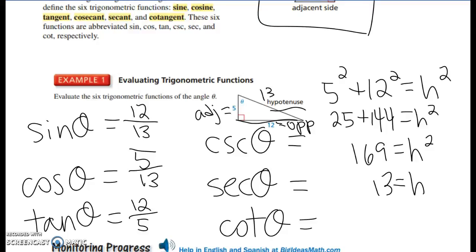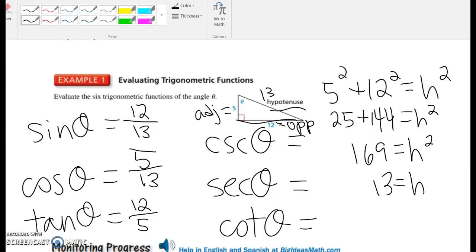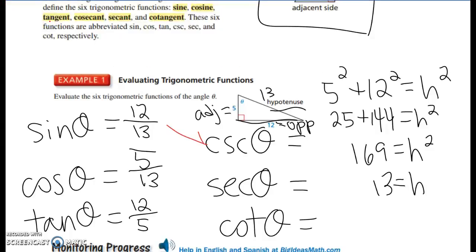Now take each of these and just flip them. So, my cosecant goes with sine, this goes with secant, and tangent goes with cotangent. And just flip them all. So you'll get 13 over 12, 13 over 5, and 5 over 12. And we're done example 1.